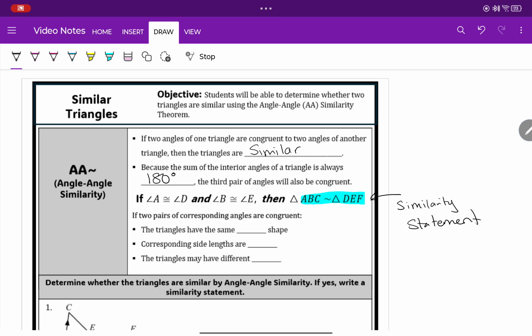So, if two pairs of corresponding angles are congruent, the triangles have the same exact shape. Corresponding side lengths are proportional to each other, and those triangles may have different sizes. They may not be the exact same.